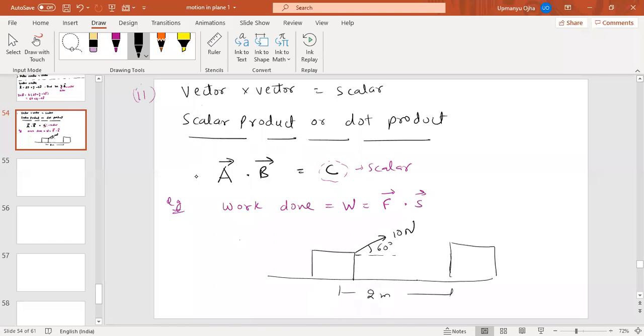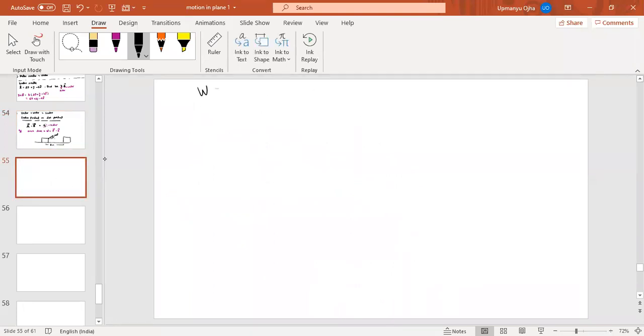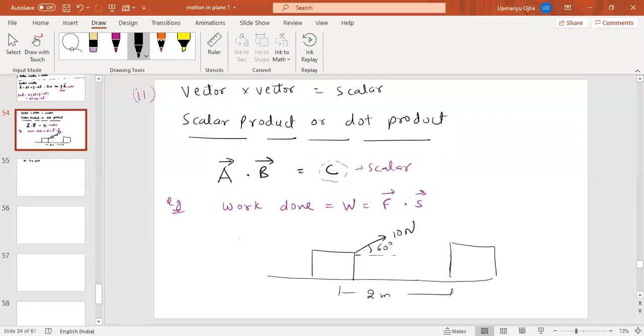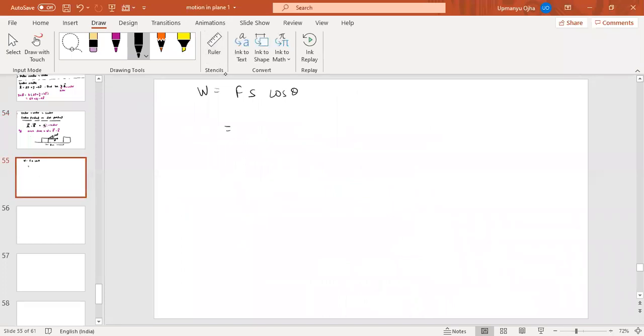You must have studied the formula of work done. Work done equals F S cos theta. That is, work done equals force into displacement into cos theta. Now what was the theta there? Displacement is in this direction. The angle between force and displacement is 60 degree. The work done was 10 into 2 into cos 60. Cos 60 is half, so it comes as 10 joule.